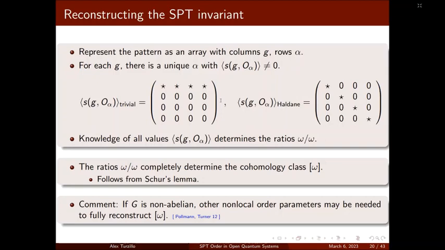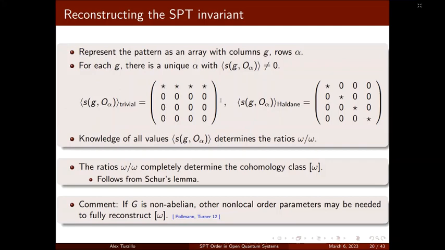And now when we look at these arrays as a whole, we can tell what phase the state is in. For example, when the symmetry is Z2 cross Z2, there are two phases, the trivial phase and the Haldane phase. For the trivial phase, you get a pattern that looks like the one on the left. For the Haldane phase, you get a pattern that looks like the one on the right. In general, when your symmetry group is bigger, these are harder to write out. But all you need to know is that the knowledge of all of these values determines the ratios omega over omega. Moreover, in the finite abelian case, if you know all of these ratios omega over omega, it uniquely determines the cohomology class. So you can determine which phase you're in just by looking at this array.